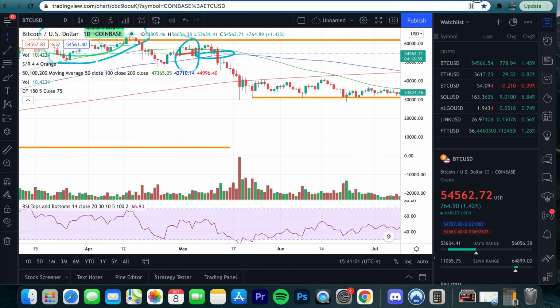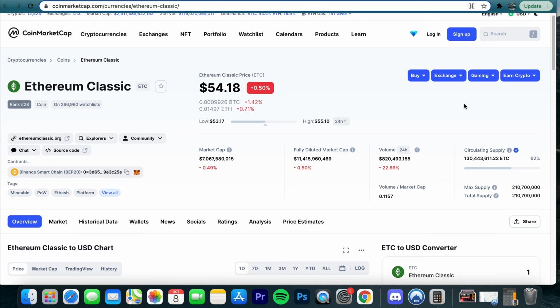So all in all, have faith, as you are currently holding a coin that only increases in value as time goes on.